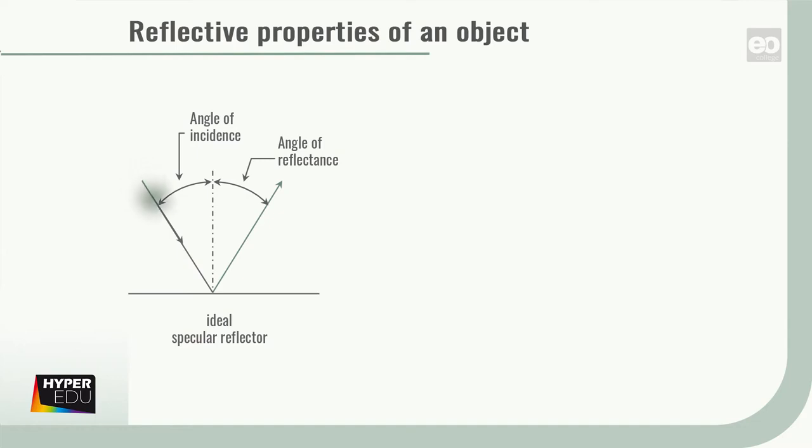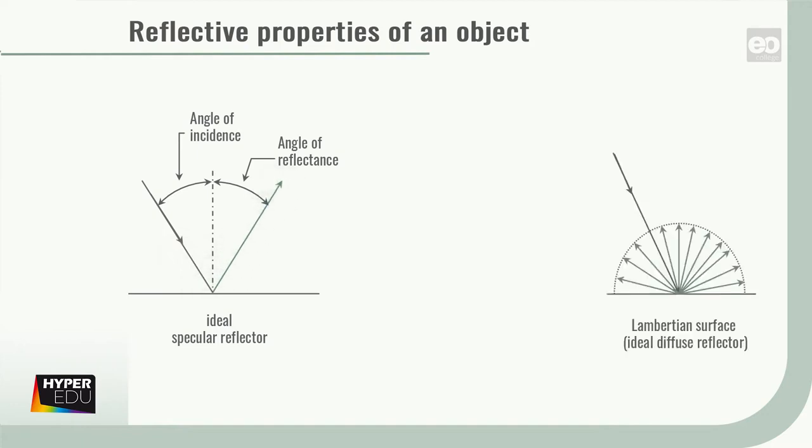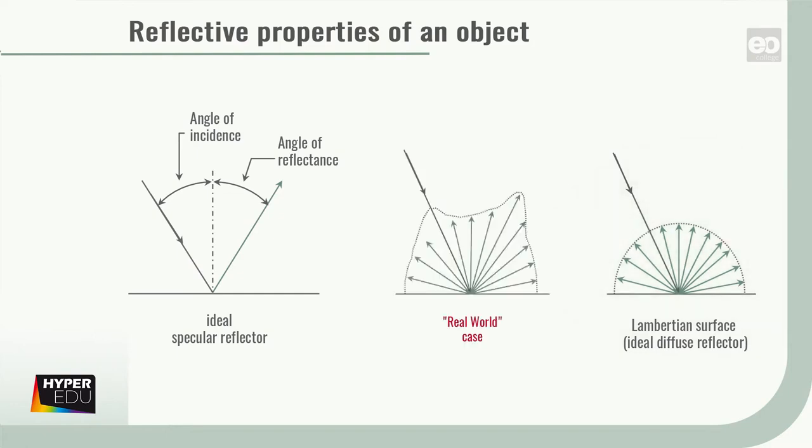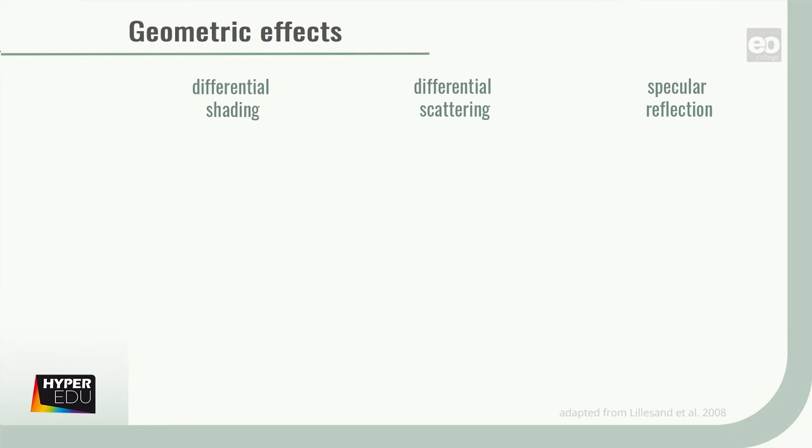In the ideal case of a specular reflector, the angle of reflectance corresponds to the angle of incidence. The ideal case of diffuse reflection is described by a Lambertian surface, which reflects the incoming radiation uniformly in all directions. However, most natural surfaces reflect as a mixture of specular and diffuse reflection. In addition to surface reflection, discontinuities within a material can also lead to backscattering, also called volume reflection, which is always diffuse.